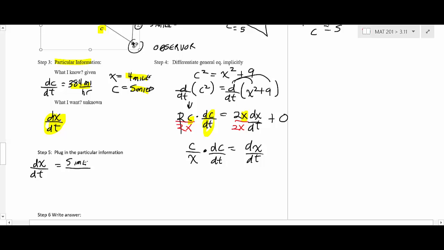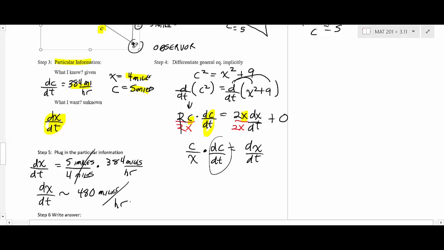So we'd have c is 5 miles. And x is 4 miles, so the miles are going to cancel out, at least in that piece right there. And then dc/dt is 384 miles per hour. So we get the units we're expecting, which is a good sign. Then you can just do that on your calculator. I think I've already got that. You can check my calculation. I think this is 480 miles per hour. Did somebody check that? Yeah. Okay, good. So that's it.